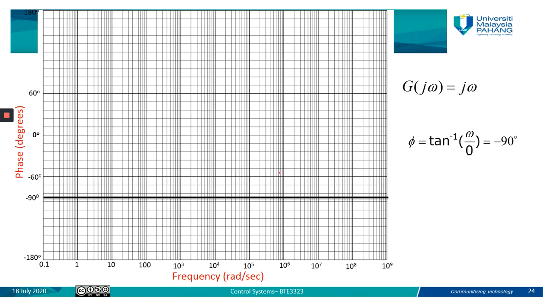For the angle, we said you just need to draw negative 90 degrees. In the case of the zero, we draw positive 90. In the case of the pole, we draw negative 90. This is in the case that you have a factor at the origin, either derivative or integral, pole and zeros.